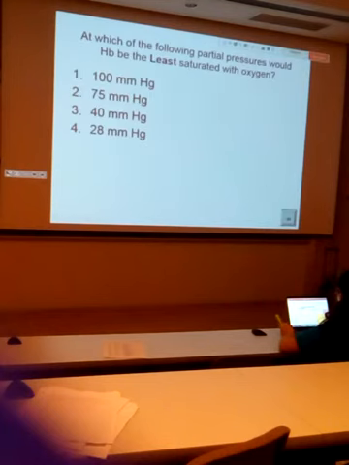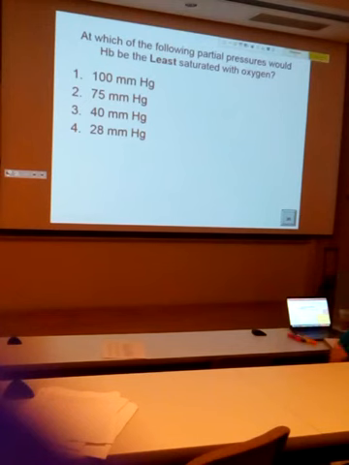I think the channel is 42 for the 6 of you that are participating. Which of the following partial pressures would hemoglobin be the least saturated with oxygen? I'll let you answer that for a moment.